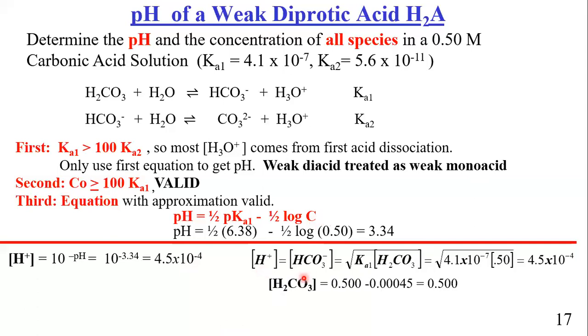What about my concentration of H2CO3 at equilibrium? When we're talking here about the concentration of all species, we're talking about the species at equilibrium. H2CO3 concentration is simply initial concentration minus X, initial minus X.